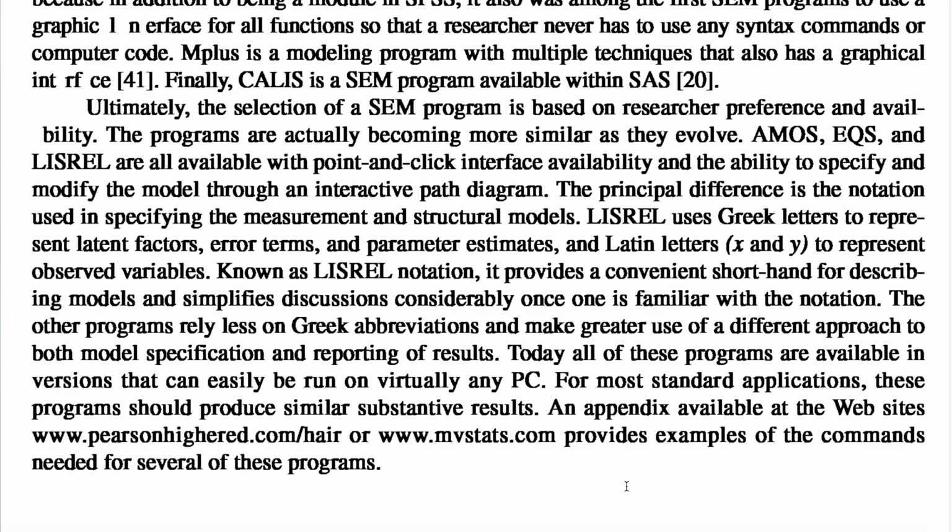The other programs rely less on Greek abbreviations and make greater use of different approaches to both model specification and reporting of the results. Today, all of these programs are available in versions that can easily be run on virtually any PC for most standard applications. These programs should produce similar substantive results. An appendix available at the website www.mvstats.com provides examples of the commands needed for several of these programs.